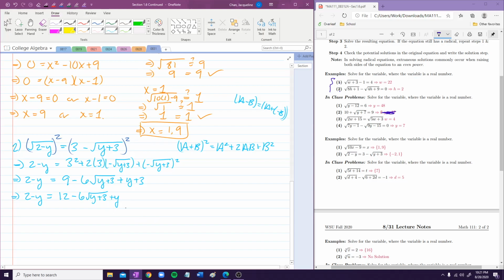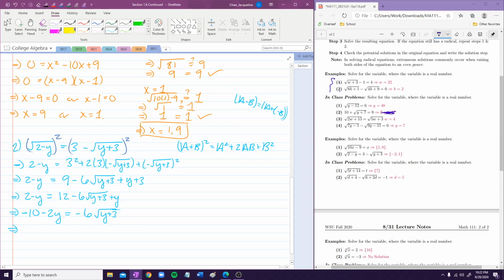Okay, so what are we going to do? I'm going to subtract y from both sides and subtract 12 from both sides. When I subtract 12 from both sides, I'm left with negative 10. When I subtract y from both sides, I'm left with negative 2y. Okay, now what's negative 6 times the square root of y plus 3? Right?